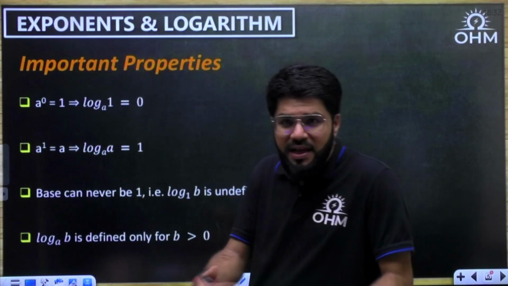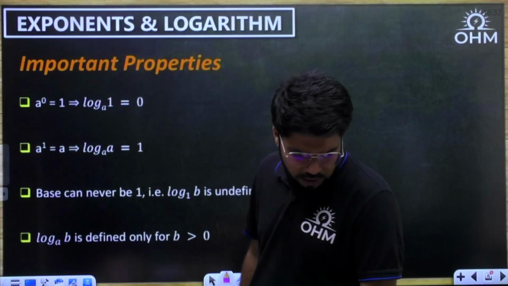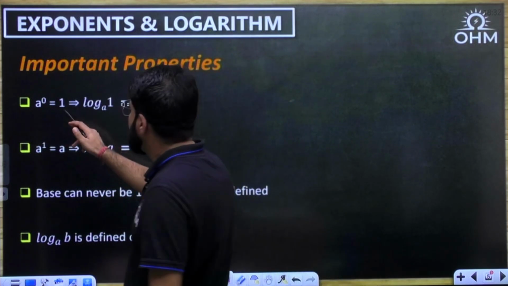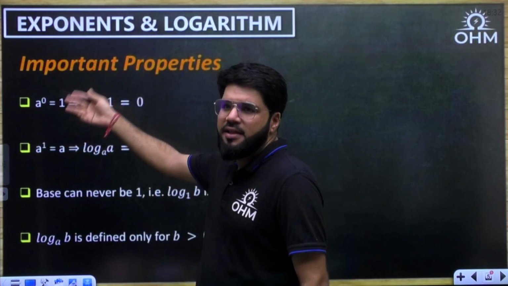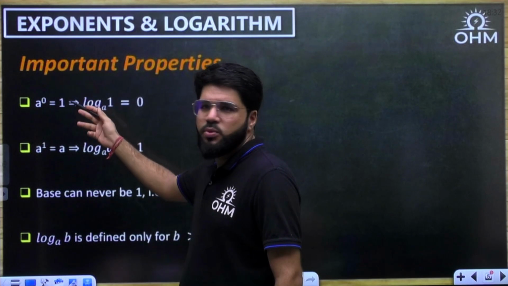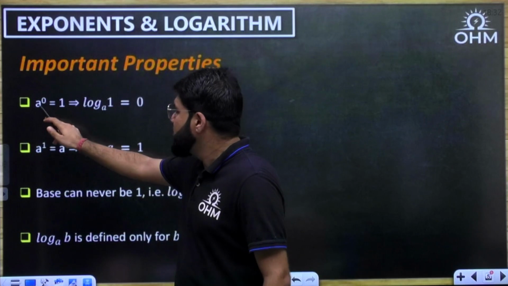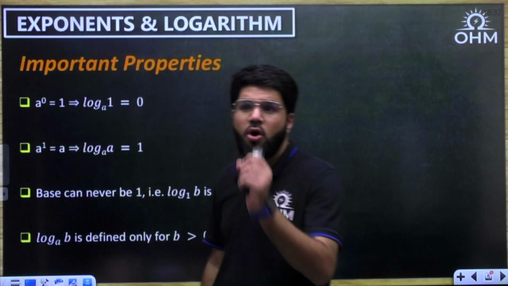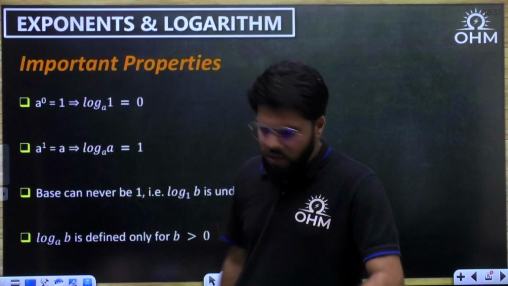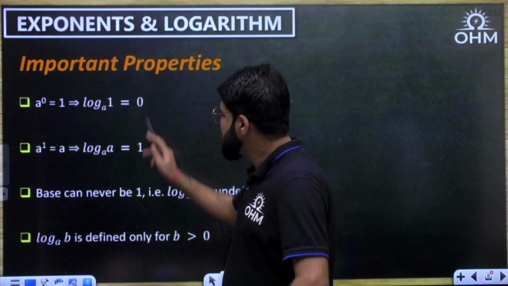Now, some simple properties. Properties are simple, but that is where questions will be built up. We all know that anything power 0 is 1, so a power 0 is 1. Now converting into the log, what do we get? Log of 1 to base a will be 0. That means log of 1 to any base is always 0.